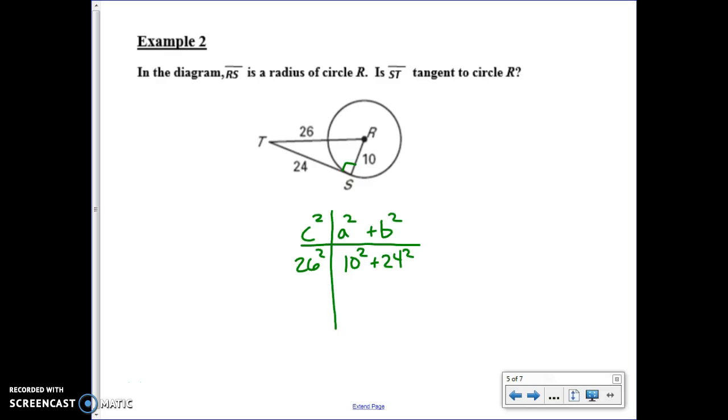we get 26 squared to be 676. We get 10 squared to be 100. And we get 24 squared to be 576. So 100 plus 576 is 676. So since those are equal, then we can say yes, it is tangent because that is a right angle there.